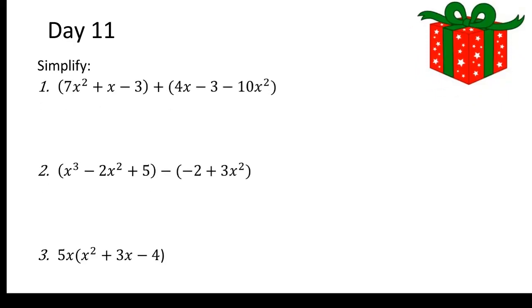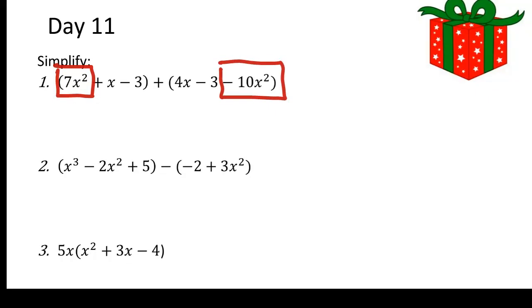A like term of 7x squared. What is a like term with this 7x squared? What looks like that? How about negative 10x squared? Because they have the same ending. Okay? So I'm going to put these two together.